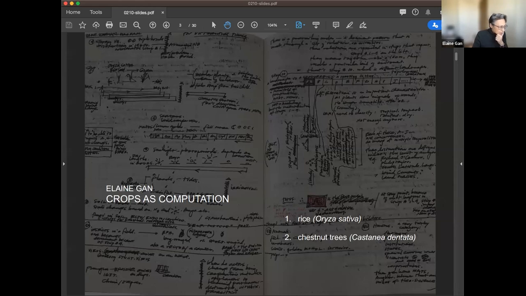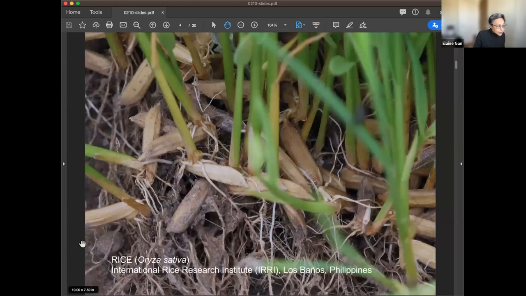So what happens to these two crops has huge impacts on how we live and die. Yet we know little about them and the assemblages through which they come into being. So I'm going to start with rice.